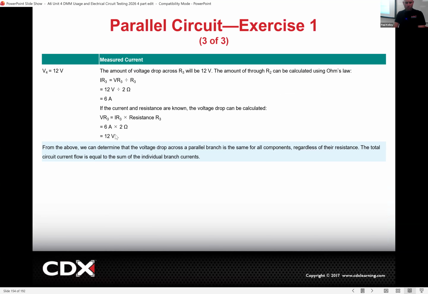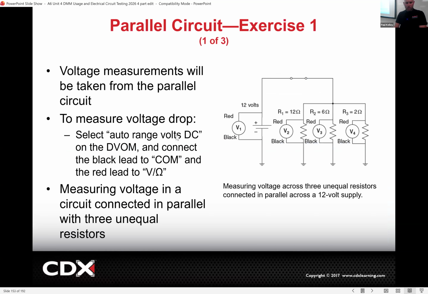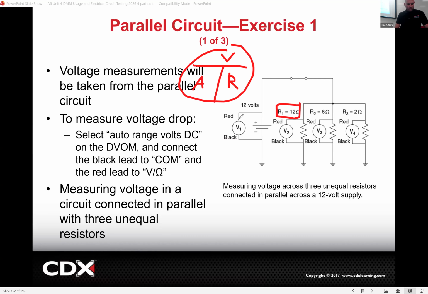Then if you wanted to determine the amps on the individual circuits, here's how you do that. And you're going to notice this is repetitive, so we won't spend a ton of time on it. You remember this diagram, right? V, A, R. If we look at, let's just say, resistor number 1 is 12 ohms. We measured the source voltage as 12 volts. So this would be 12.